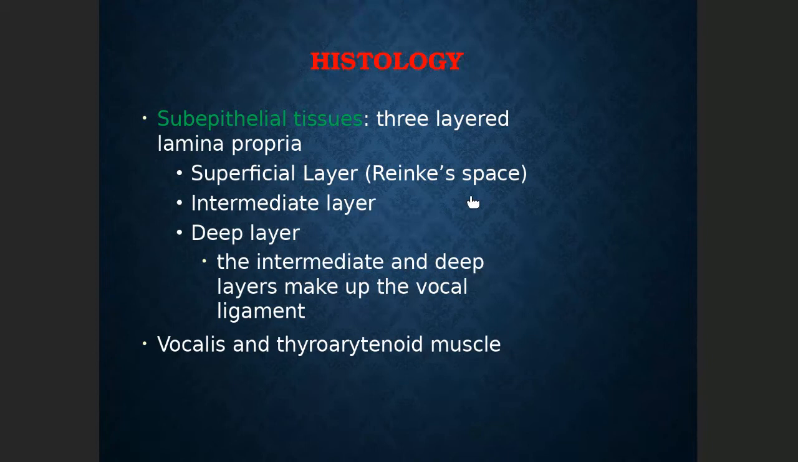The superficial layer is called Reinke's space; that's the other name. We will see it in dysphonia, like edema there. We have the intermediate layer and the deep layer of the lamina propria. The intermediate and deep make the vocal ligament. We mentioned the vocal ligament; it actually consists of two layers, the intermediate and deep layers of the lamina propria, while the last layer is the vocalis and thyroarytenoid muscle. So all the layers lead to the movement of the vocal cord and more protection of the vocal fold and our larynx.